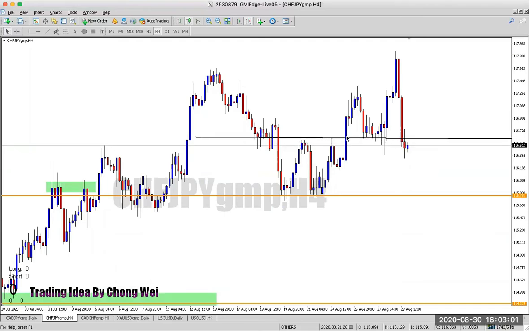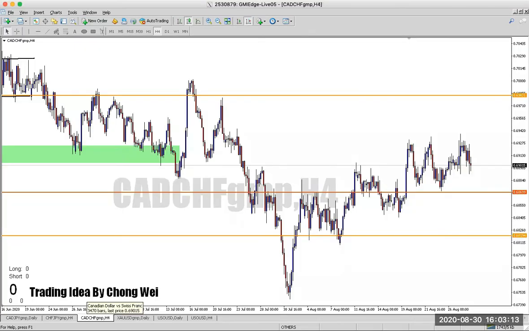Basically this is our key line. So expecting market test here, then it want to drop to this low. So this is my favor in buy. Favor to buy area. Then next will be CAD. Basically for this pair, look into H4, this area will be a good buy area.